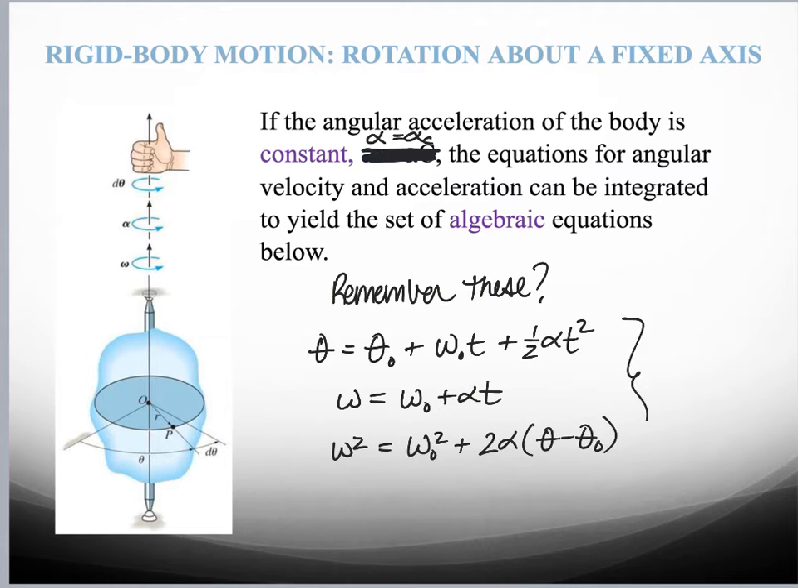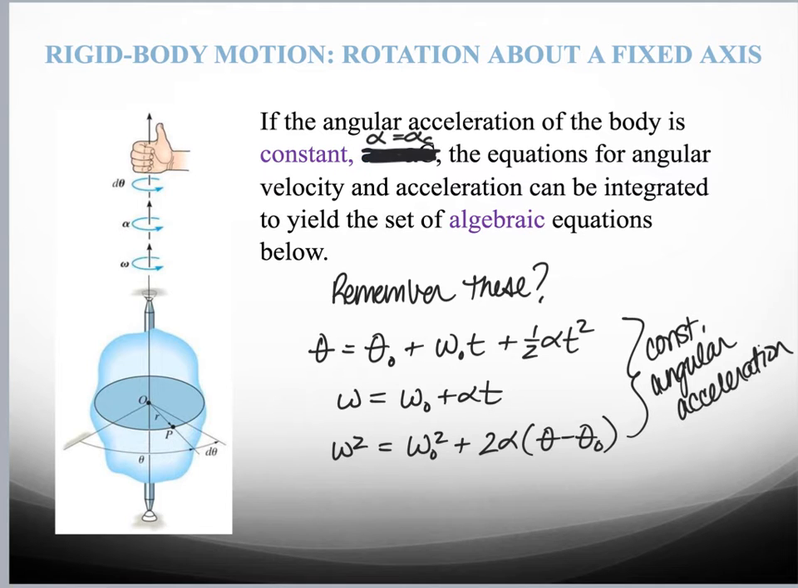These are for constant angular acceleration. Please be careful. On the last test, a lot of people chose to use constant acceleration equations in a case where it wasn't constant, so you don't get to use these whenever you want. You can only use these if you have constant angular acceleration.